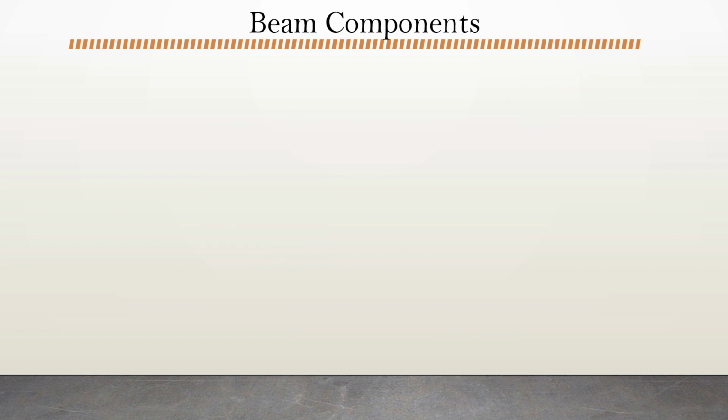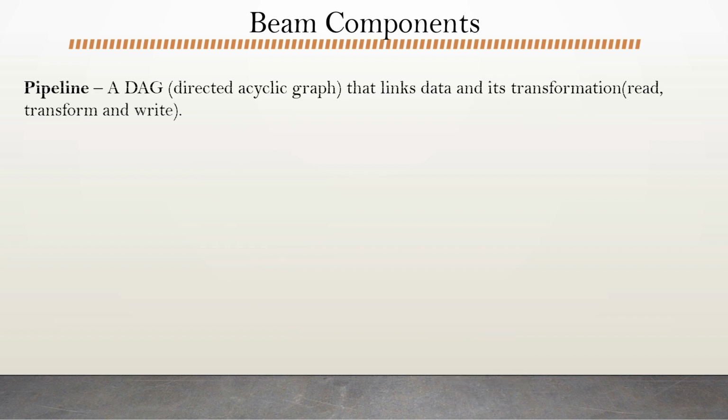The important Beam components are, the most important one is the pipeline. The pipeline is going to take your data from the source to the target state. It is a DAG, a directed acyclic graph that links data and its transformation. That means read, transform and write. The pipeline will read the data from the source, transform it and write it into another data set. From there, the second transformation will take the data, read it, transform it, write it. That way, it will continue.